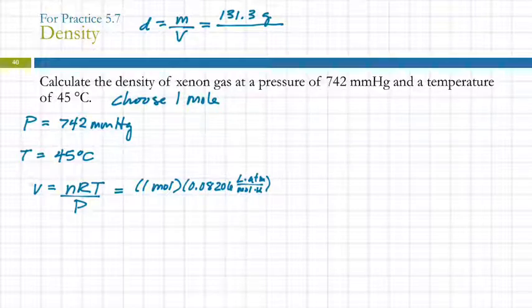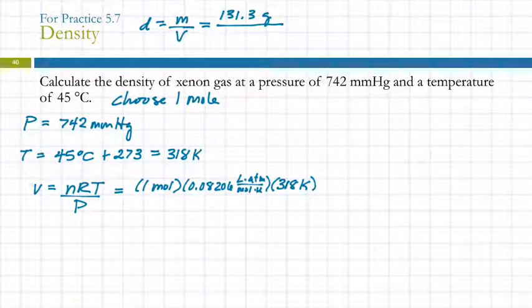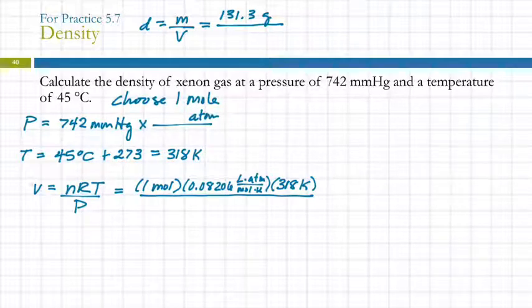So my temperature, can I use degrees Celsius? No, never degrees Celsius. Plus 273. I don't want to risk doing that in my head. Should be able to, but 273 plus 45, 318. And then I'm going to divide by the pressure. What unit do I need for the pressure? ATM. Yeah, atmospheres. So I've got millimeters of mercury, so I'm going to convert that to atmospheres.